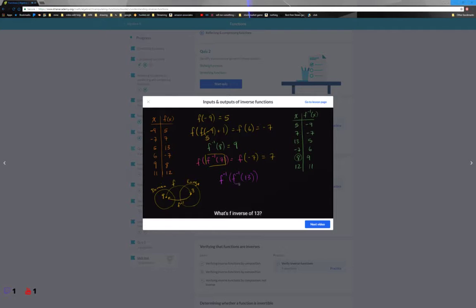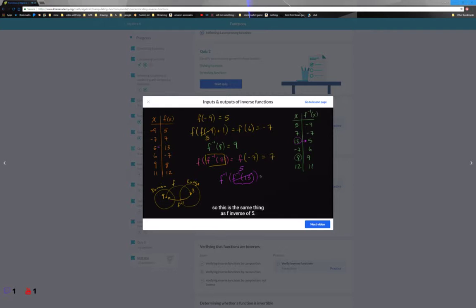Well, what's f inverse of 13? Well, that's looking at this table right here. f inverse goes from 13 to 5. And you see it over here. f went from 5 to 13, so f inverse is going to go from 13 to 5. So this right over here, f inverse of 13 is just going to be 5.